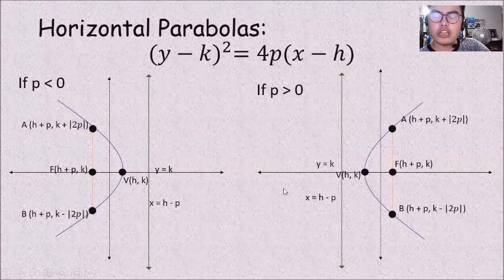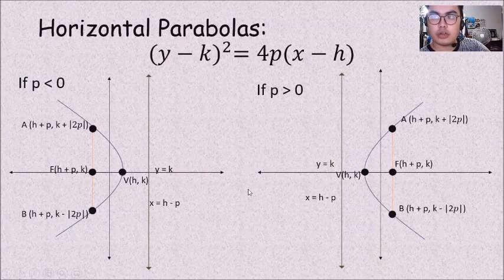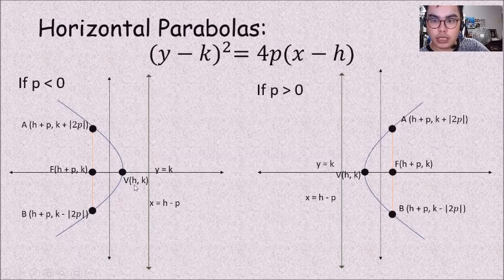So in order to get the axis of symmetry of the horizontal parabolas, your y must be k. In order to find the directrix, you will have to subtract p from h. That h comes from the x coordinate of the vertex.